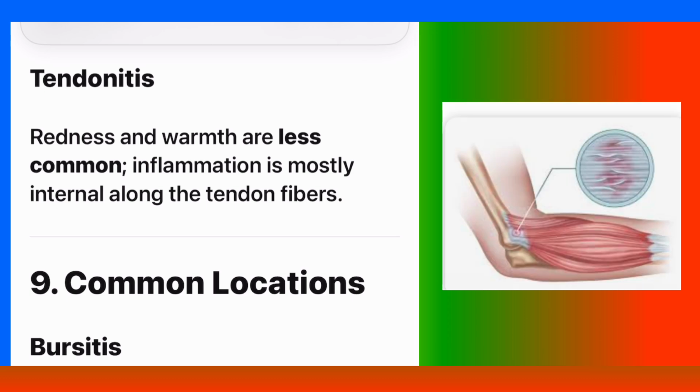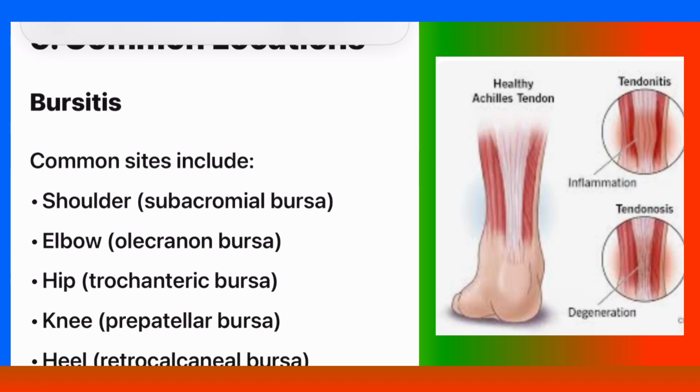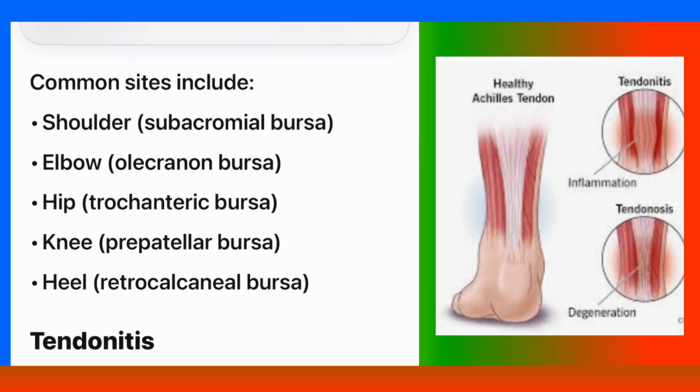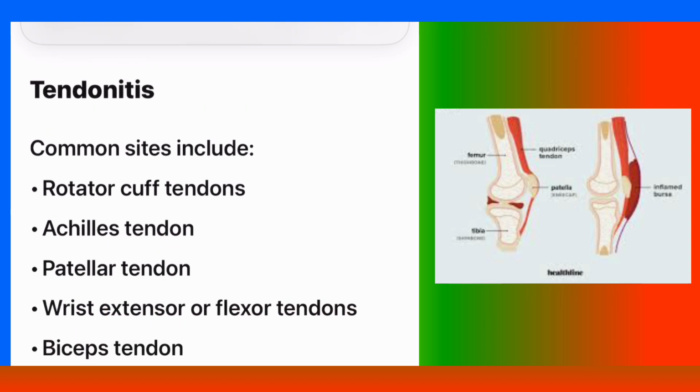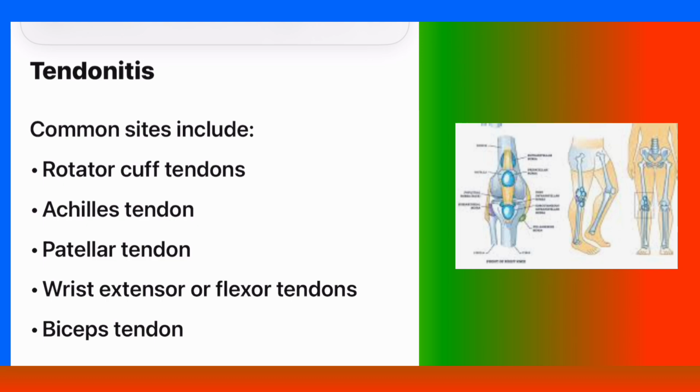Number 9, common locations. Bursitis. Common sites include shoulder, subacromial bursa, elbow, olecranon bursa, hip, trochanteric bursa, knee, prepatellar bursa, heel, retrocalcaneal bursa. Tendonitis. Common sites include rotator cuff tendons, Achilles tendon, patellar tendon, wrist extensor or flexor tendons, biceps tendon.